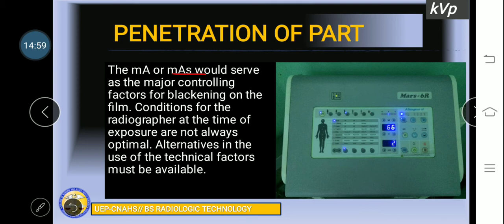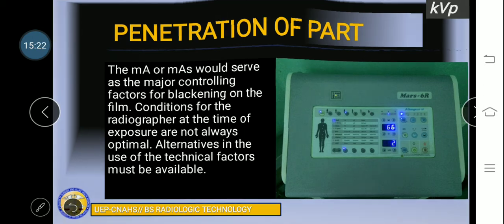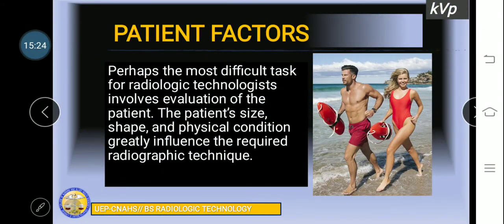Tawagan natin doon optical density. So the optical density differences are termed as the radiographic contrast. So conditions for the radiographer at the time of the exposure are not always optimal. So alternatives in the use of technical factors must be available. So, ano-ano nga ba yung mga pwede nating gawin?